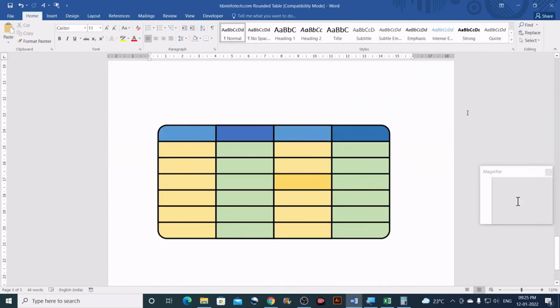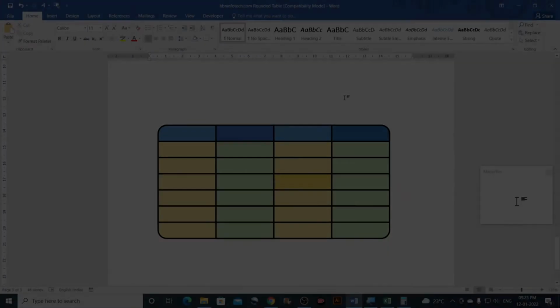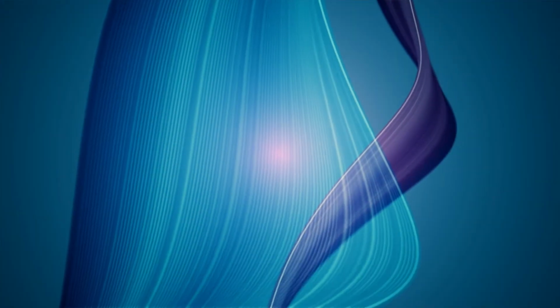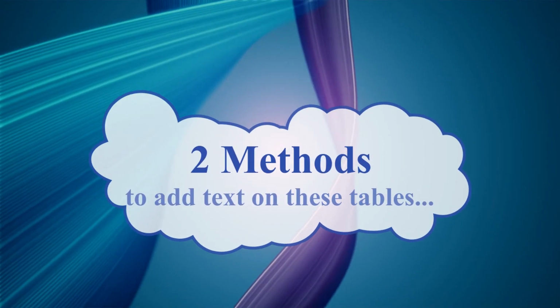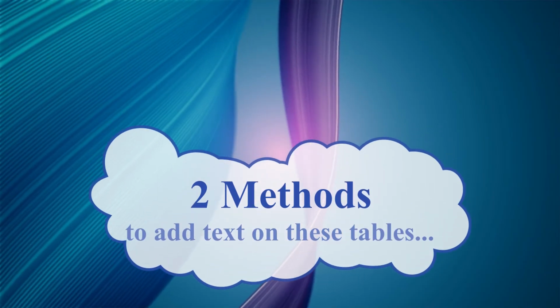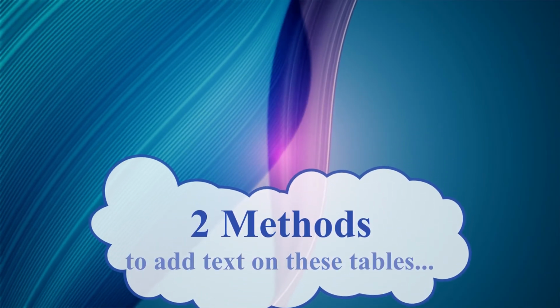So now I hope you have understood how to create the tables with rounded corners and different fill properties and line attributes. Now let us see how to create text and place it on the table. There are two ways to add text on these tables. So let us see how to add text using the first method.